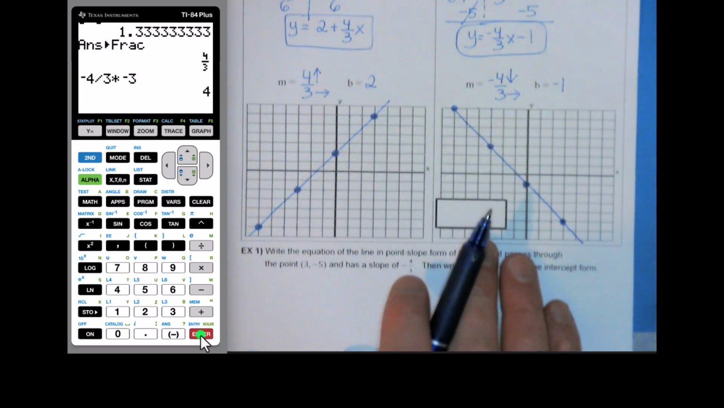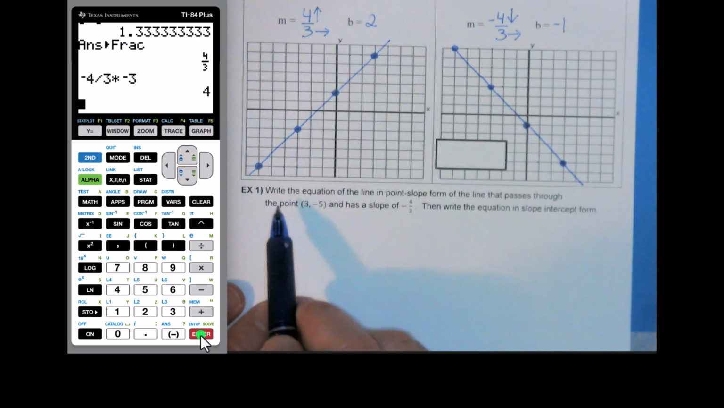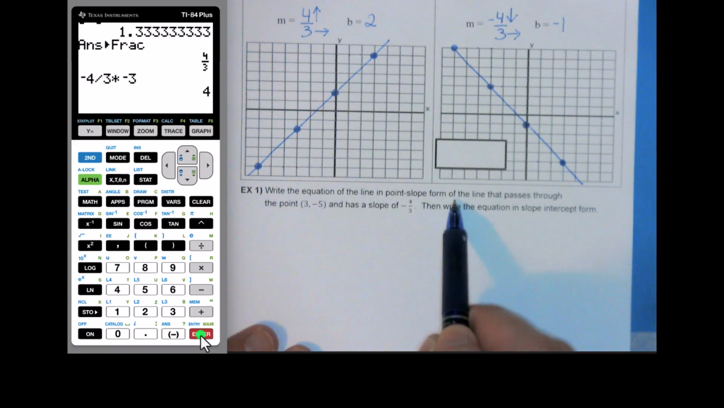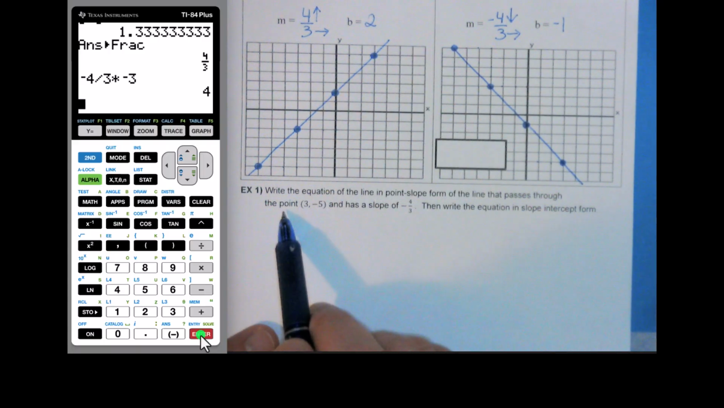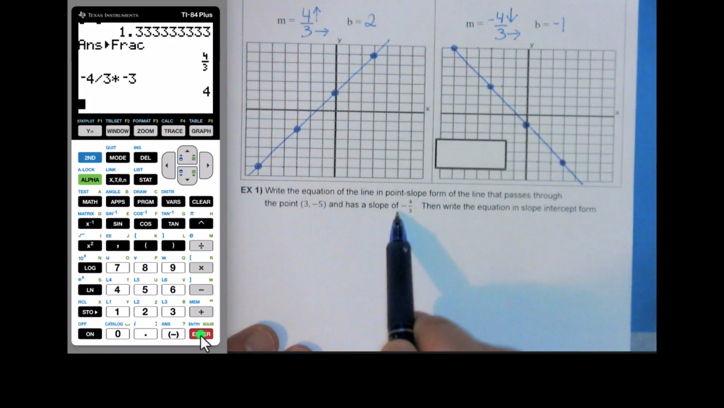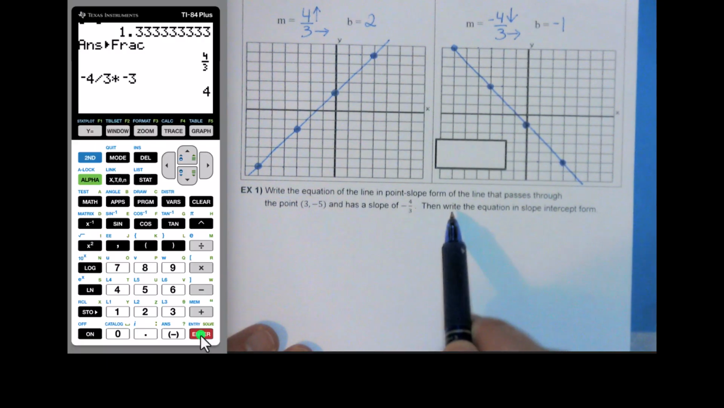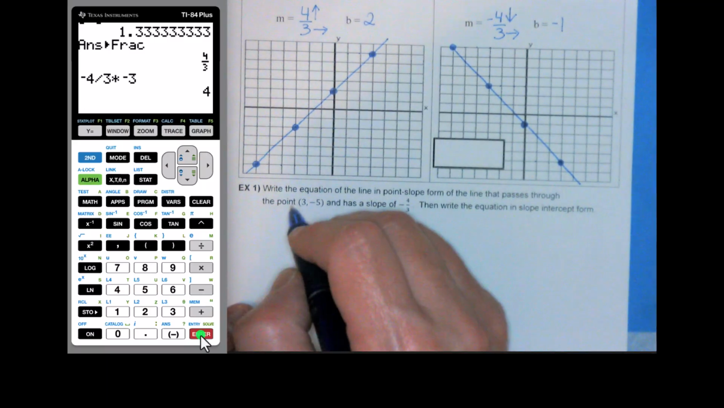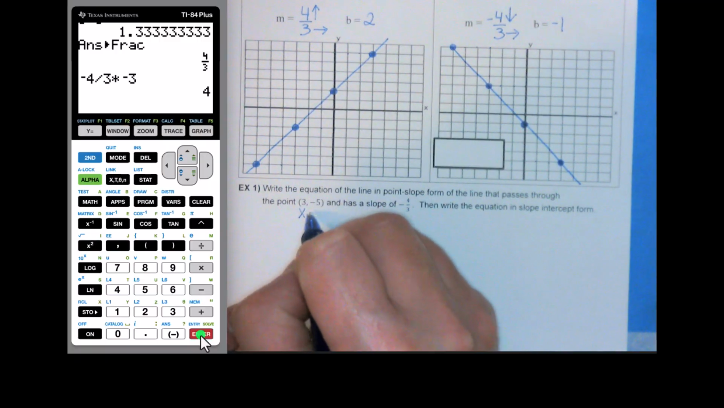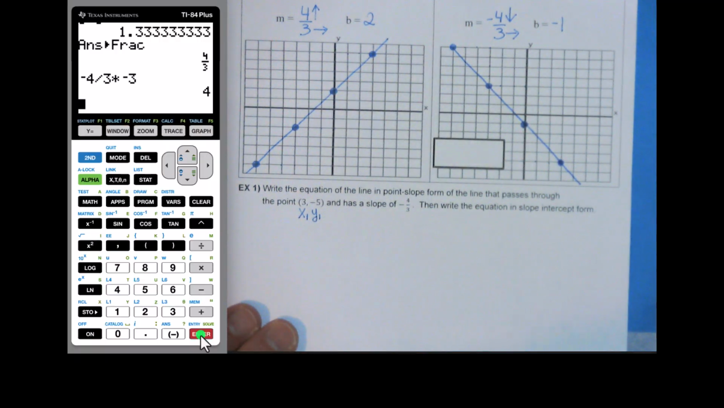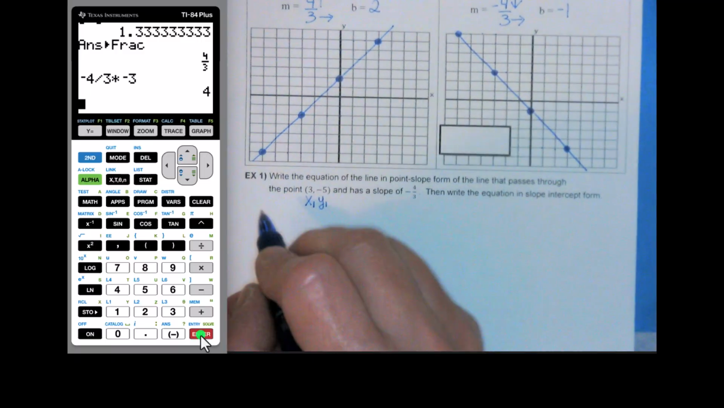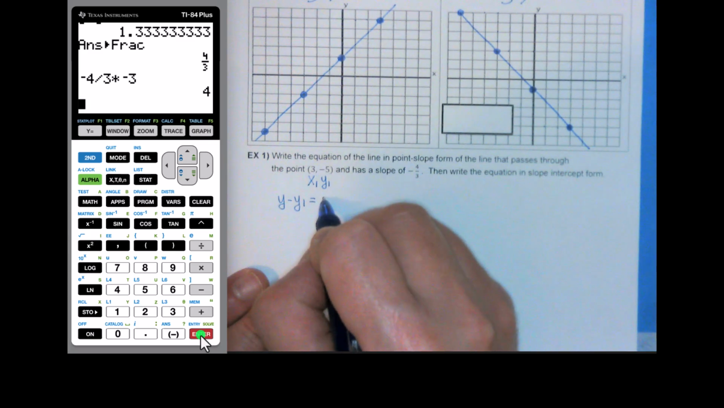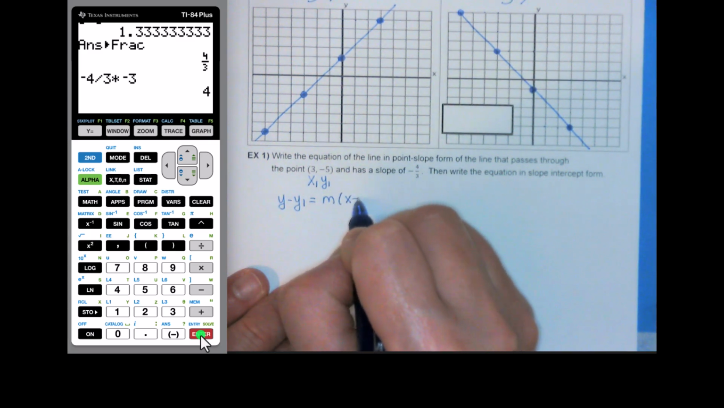So let's say I have this problem right here, where it says, write the equation of the line in point-slope form of the line that passes through the point (3, -5) and has a slope of -4/3. Then write the equation in slope-intercept form. First thing I'm going to do is label x1, y1, and the problem gave me the slope. I'm going to copy my formula, which is y minus y1 equals m times (x minus x1).